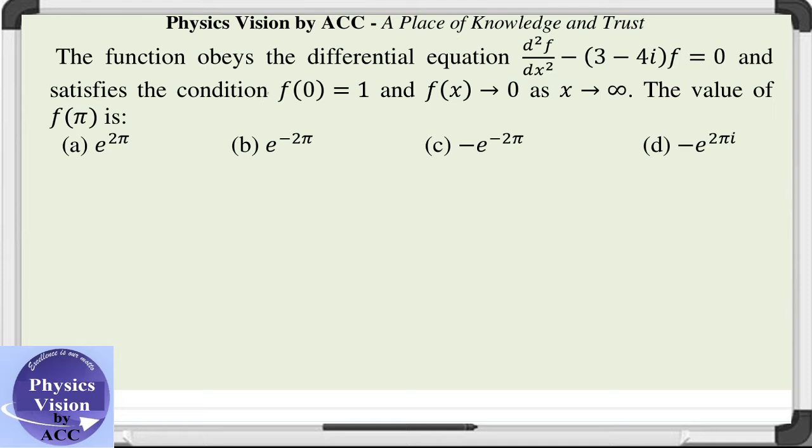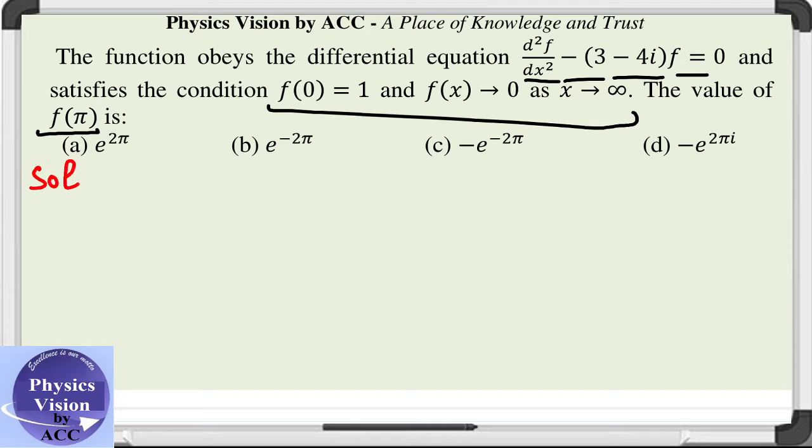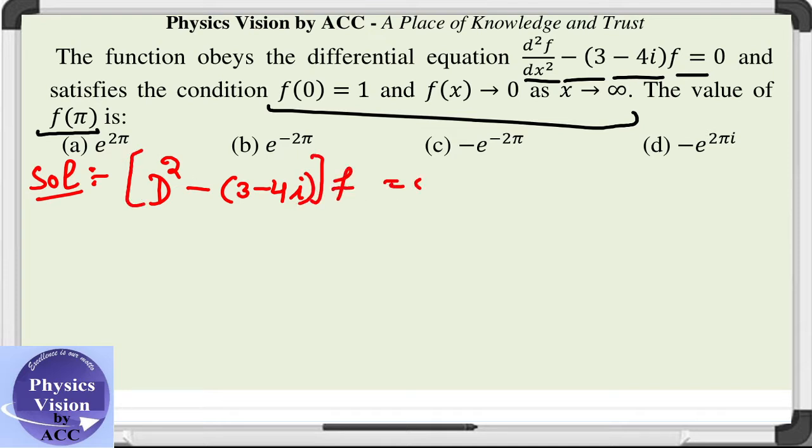The given question is: a function obeys the differential equation this, and these boundary conditions. We need to calculate the value of this function at x equal to pi. So we need to solve a differential equation first in this question, which is D squared minus (3 minus 4i) f equal to 0.